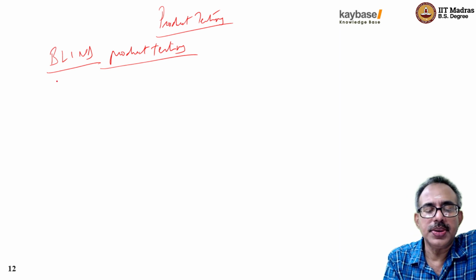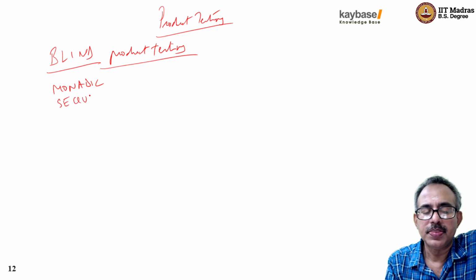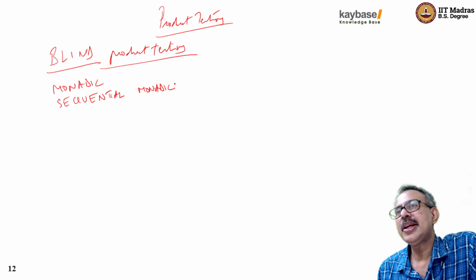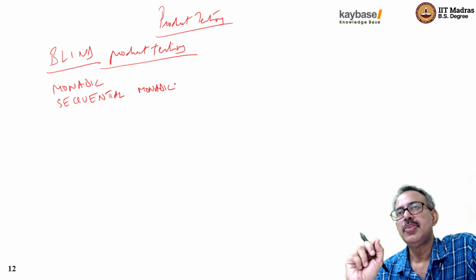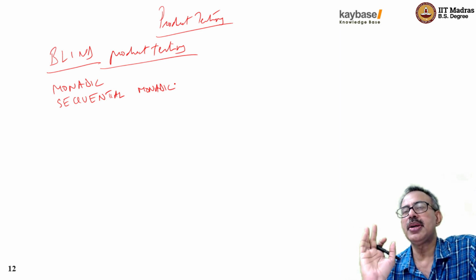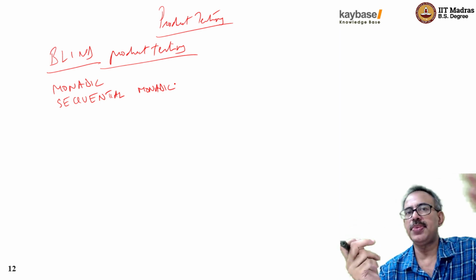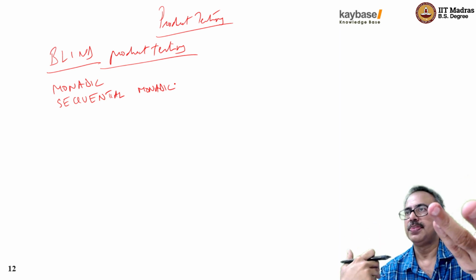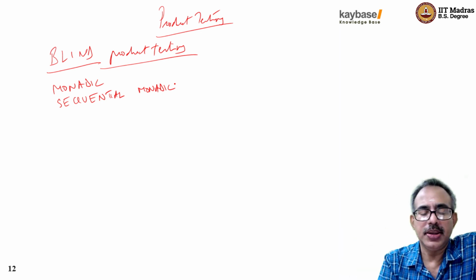There is something called monadic and there is something called sequential monadic. Now you cannot guess what this could be, but do you remember by any chance? Monadic means you give only one product. That one product you give and you ask the consumer, the respondent, whether he or she likes it. Sequential monadic means you give 2 products or 3 products. First one product, take feedback. Then the next product, take feedback. Okay?